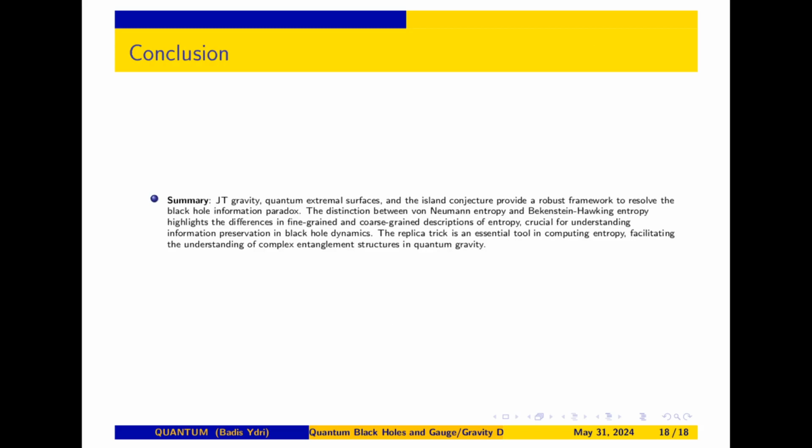In conclusion, JT gravity, quantum extremal surfaces, and the island conjecture provide a robust framework for resolving the black hole information paradox. The distinctions between von Neumann entropy and Bekenstein-Hawking entropy are crucial for understanding information preservation in black hole dynamics. The replica trick is essential for computing entropy and understanding complex entanglement structures in quantum gravity.